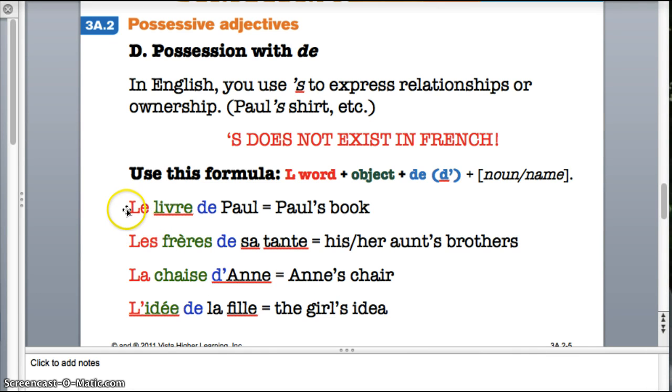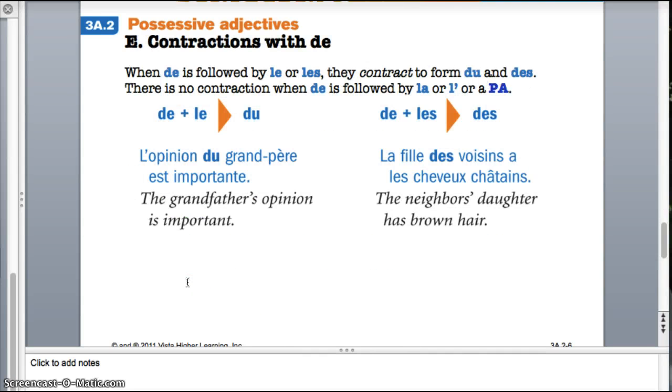Paul's book would become Le livre de Paul. His or her aunt's brothers, Les frères de sa tante. Anne's chair becomes La chaise d'Anne, with an apostrophe because Anne starts with a vowel. And l'idée de la fille, the girl's idea. And this is just something you have to use several times in practice in order to make sure that you have all the bits and parts to it. Next slide.